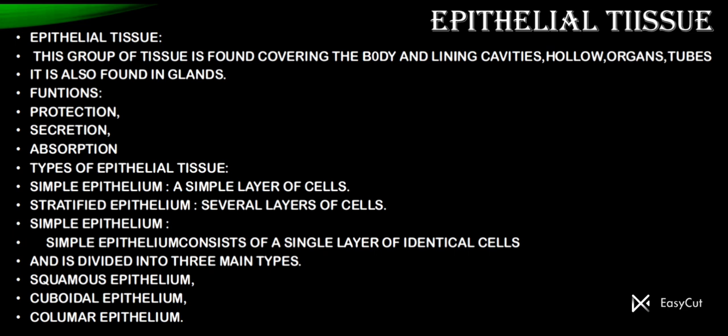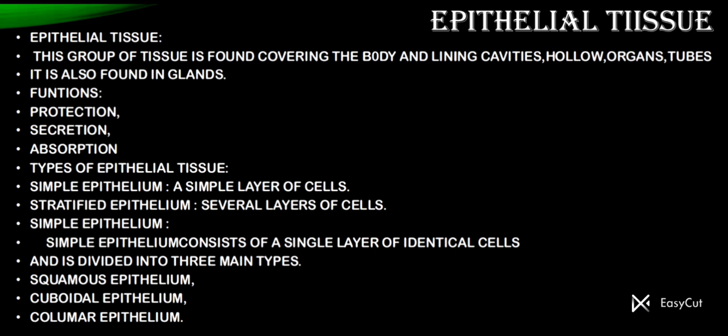Epithelial tissue is also present in tubes and in glands. So these are the areas where epithelial tissue is found: it covers the body, lines cavities, hollow organs, and tubes, and it is also found in glands. What are the functions of epithelial tissue? Protection, secretion, absorption. So the 3 major functions of epithelial tissue are protection, secretion, and absorption.